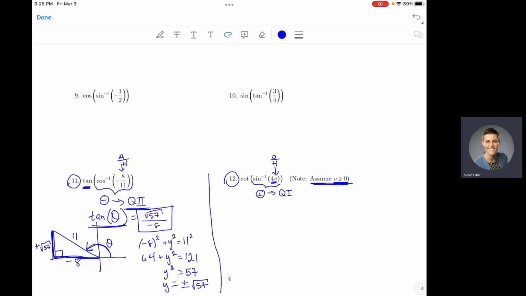Is it going to live on the unit circle? Absolutely not. There is no 4v on the unit circle or our special triangles, so we need to draw a triangle. So I will draw my triangle in quadrant 1. And what's going to come out of inverse sine of 4v is some angle. I don't know what it is. I'll call it theta. It's this angle right here.